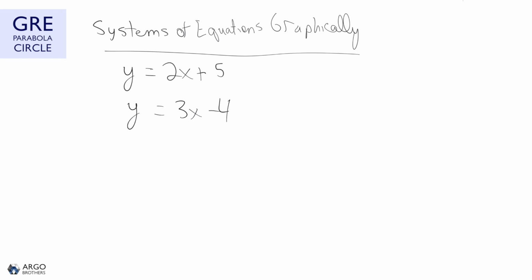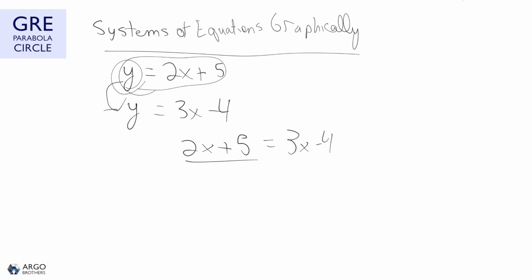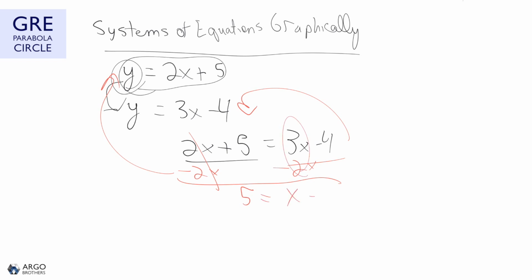Well, here I made it easy. I had already solved for y, so I could plug in this y here. So now we have 2x plus 5 equals 3x minus 4. This is from this y, and this line is from this y. Okay, if they're equal, then we can simplify. So what I want to do is subtract 2x on both sides. Then we have 5 equals, this becomes 1x, or x minus 4. Then add 4 on both sides, so we get x equals 9.